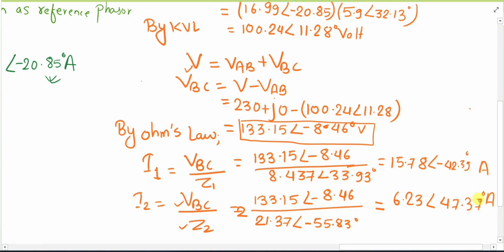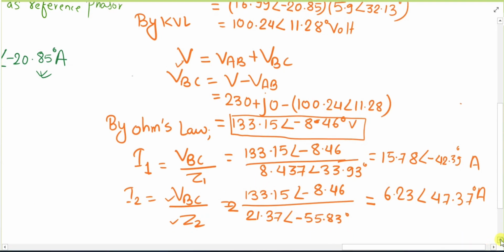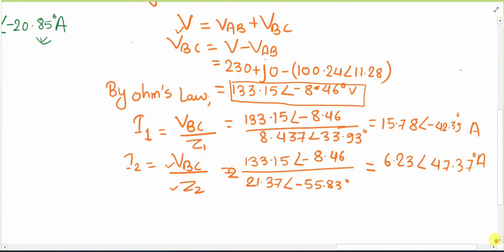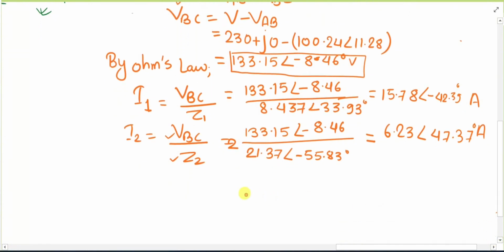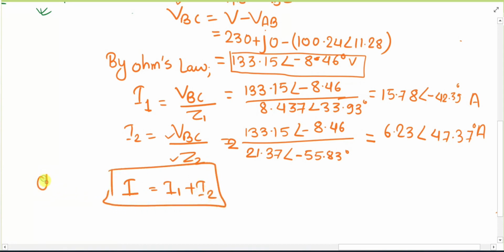Now you can check as well. If you are given such a question in an examination, you can check the values of I1 and I2. In order to check, you take I1 plus I2, and while substituting these two, you will get I. So it shows that your answer is right.